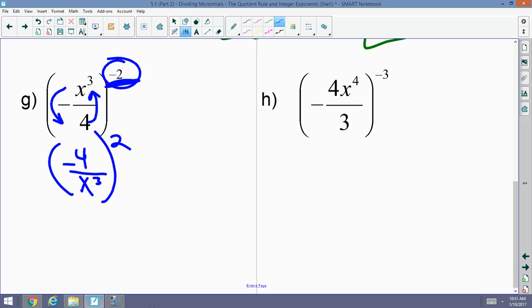Did I change the sign of the exponents though? Do not change the sign of those exponents. You can change this exponent though. Not you can, you have to if you do this method. So then -4 squared is 16 over x to the 6th. Either way is fine with me.